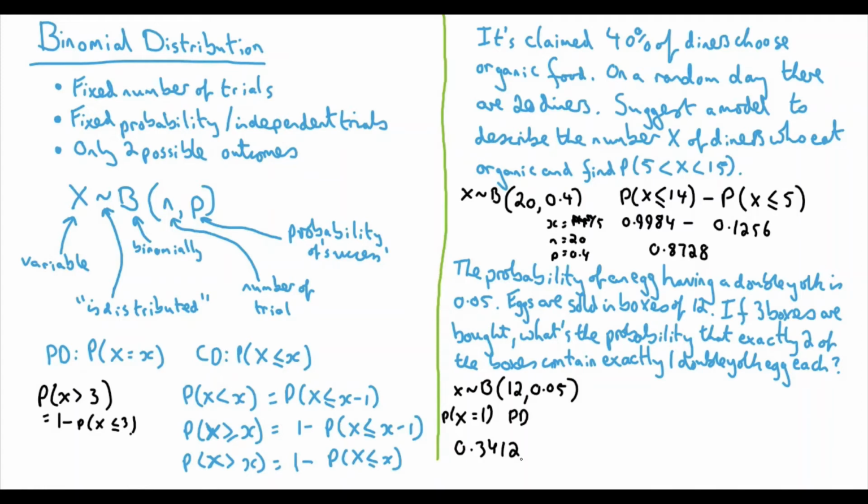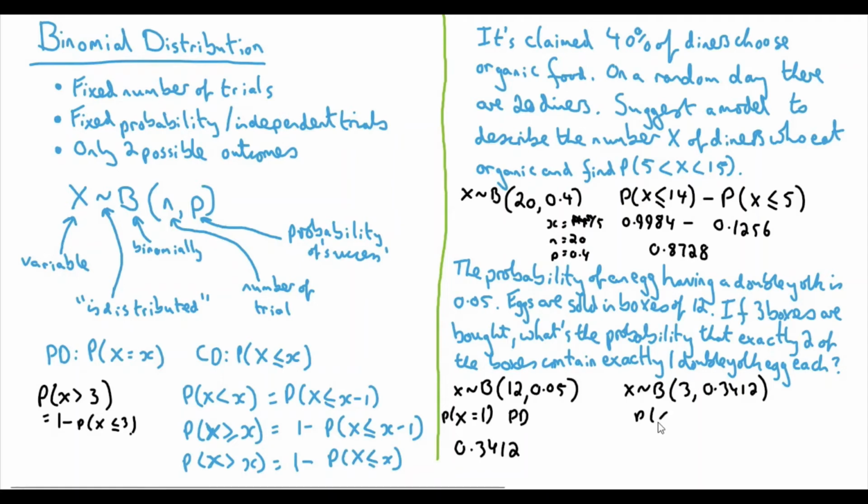Now that we know this, we're going to move on to a second model to work out the probabilities for the boxes. So now we're going to say it's distributed binomially again, and n is 3, because there's only 3 boxes. And the probability of an individual box having a double yolk egg is this probability we just worked out here, the 0.3412.